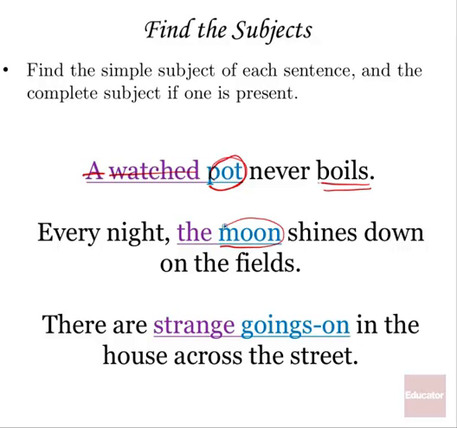Every night the moon shines down. We know that our verb is shines. The moon is what's shining. The is an article modifying moon. Shines down on the fields.